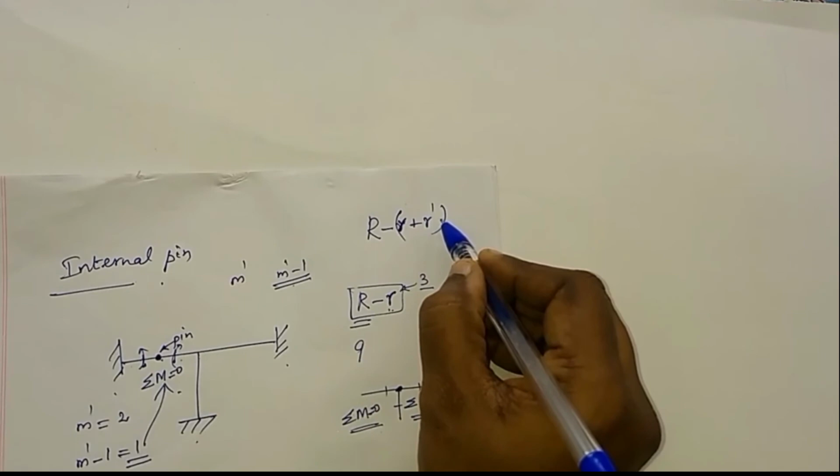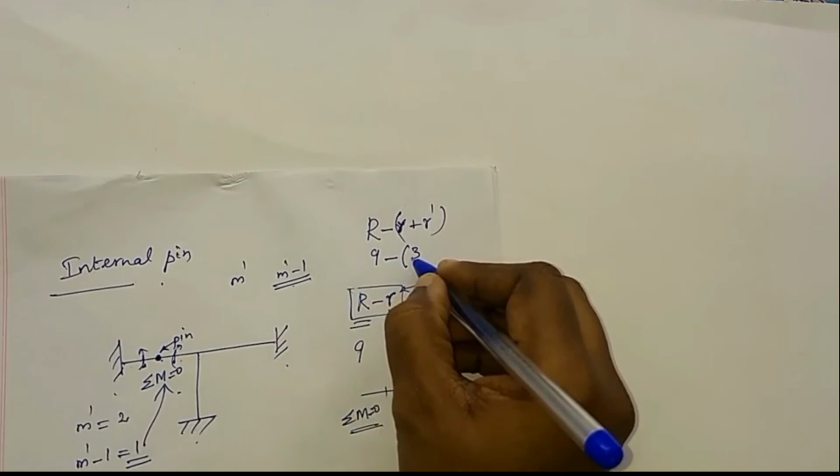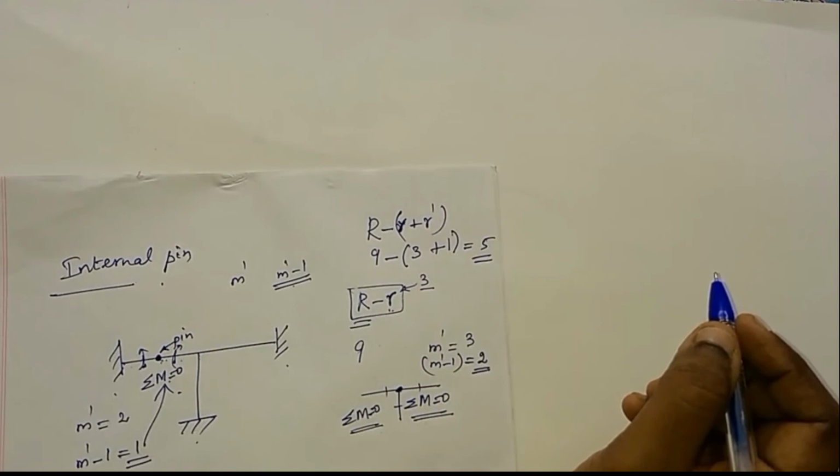Now check for this problem. Capital R, we know it is 9. 9 minus small r, which was 3, plus r dash that arose out of this pin, which is 1. So I have 9 minus 4, which is 5. The degree of static indeterminacy is 5.